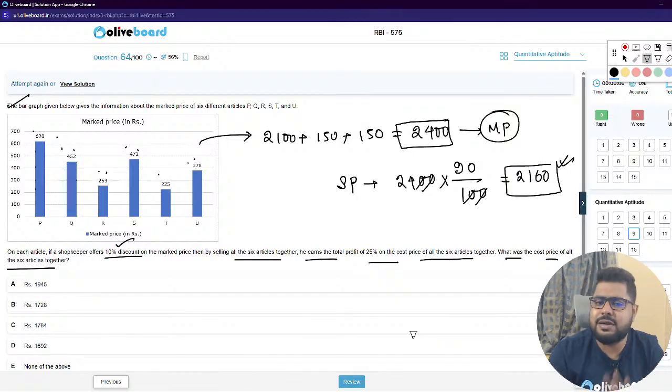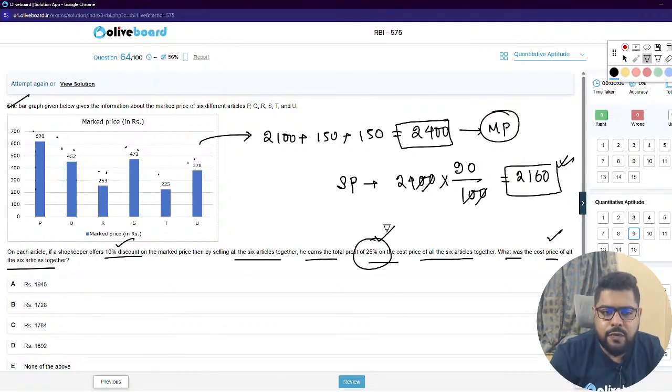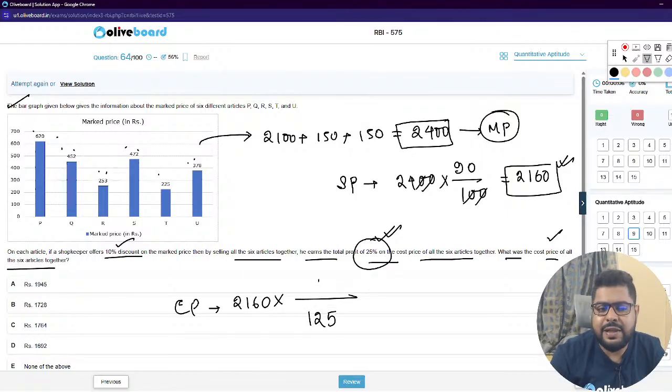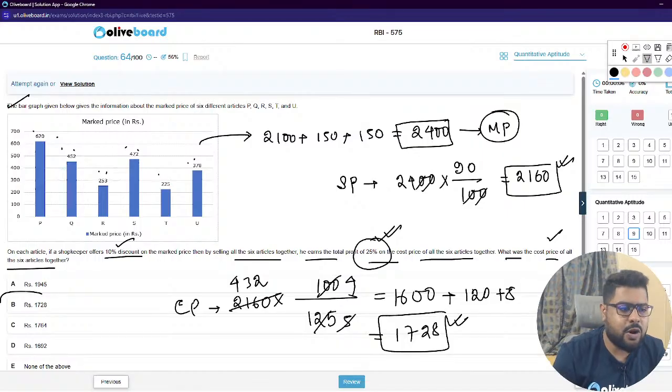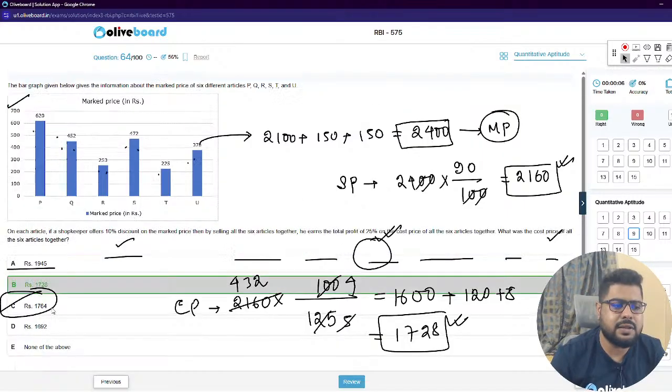24 nines are 216. Now, what is the CP? Now, there is a profit of 25%. So CP will be 2160, it represents 125, and 100 is this. So this is 25 fours, 25 fives. Divide by 5, meaning 432, sir. Double. 4 fours are 16, 32 into 1600, 128, 1728, sir. 12 cube. Option number B. That's your answer.